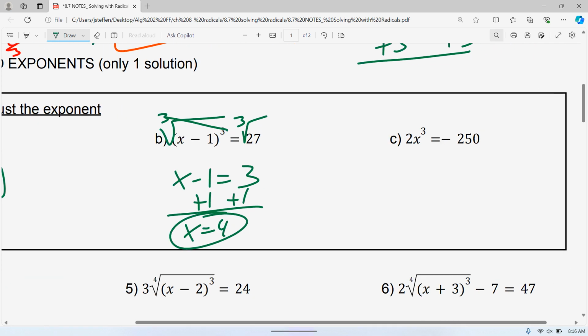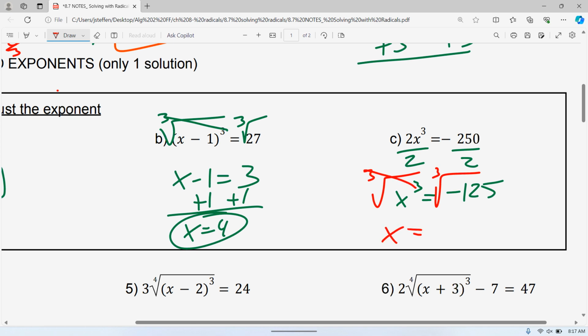And same as that last one, again, get the exponent by itself, divide both sides by 2. I get x to the third is equal to -125. Now I put this one in here on purpose. To cancel out the third power, I take the third root. The third root of -125, since it's an odd number, is just -5. If it was an even number, that's when you'd end up getting those solutions.